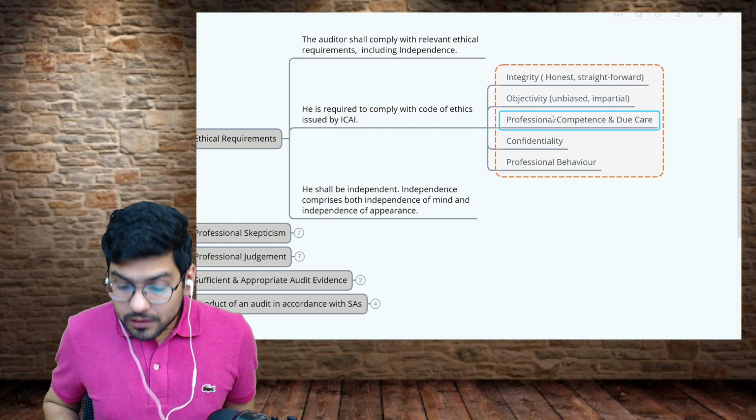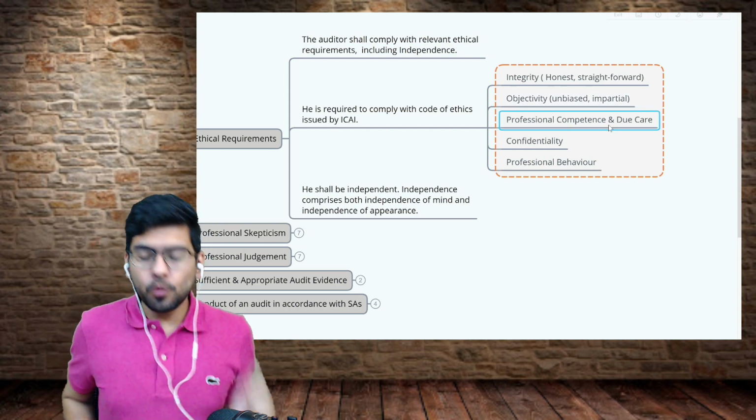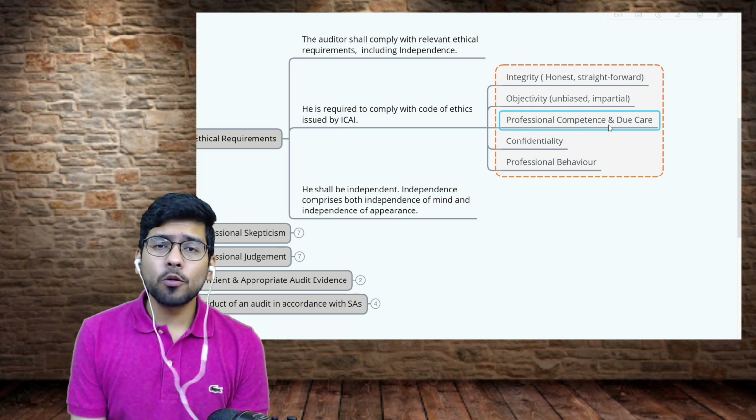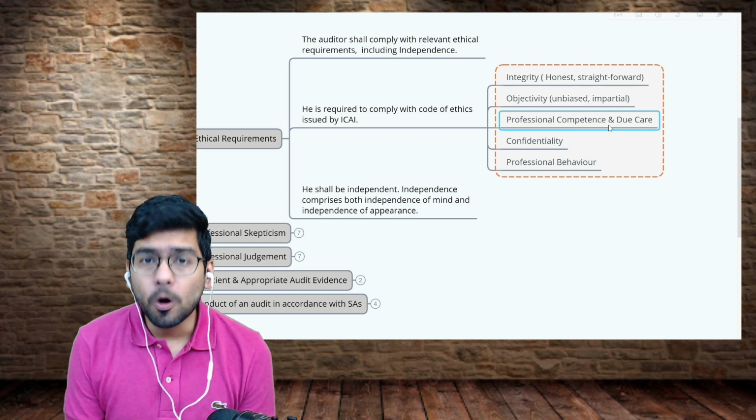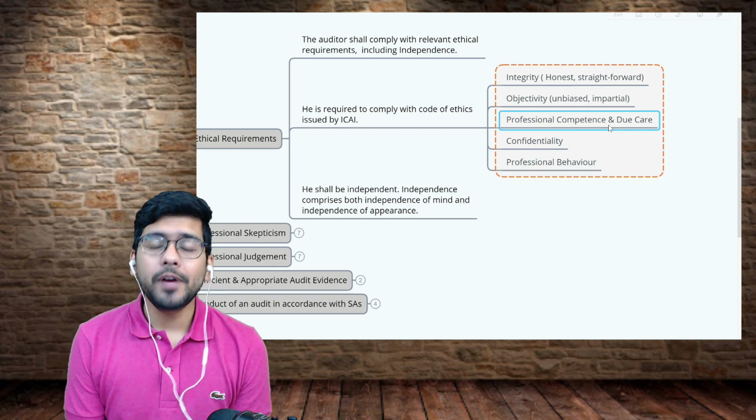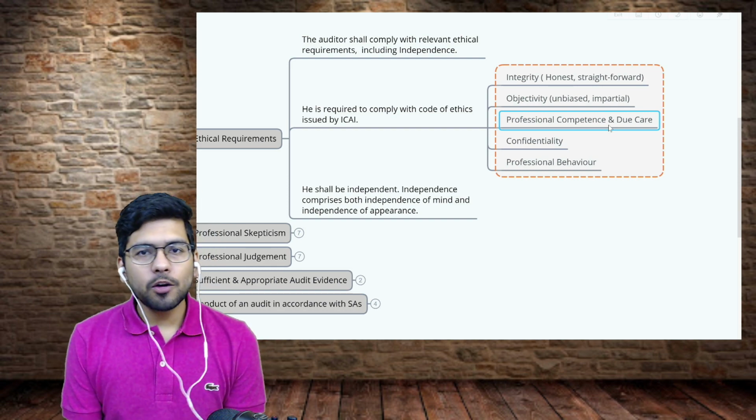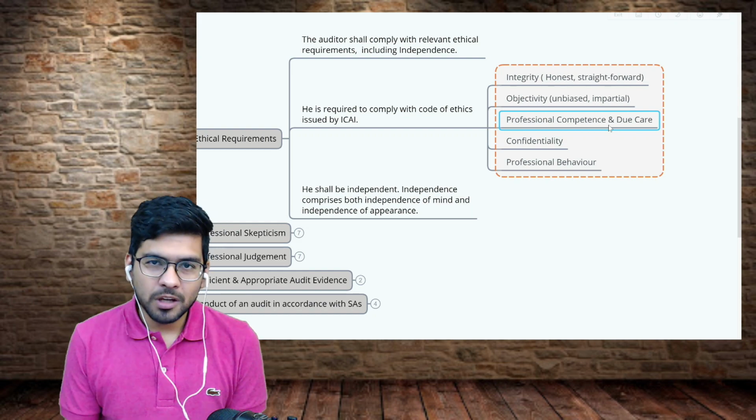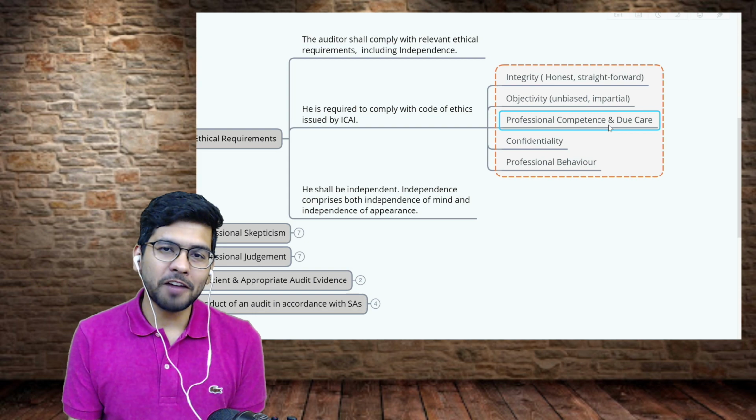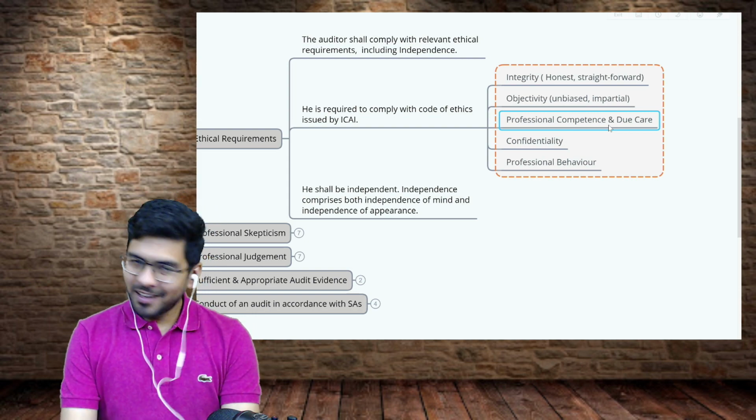Third is professional competence and due care. Whenever I go for an audit, or whosoever I send for the audit, he needs to be competent, he needs to be updated. So if you are thinking that once you become a chartered accountant, you will not have to study any further, it is not like this.